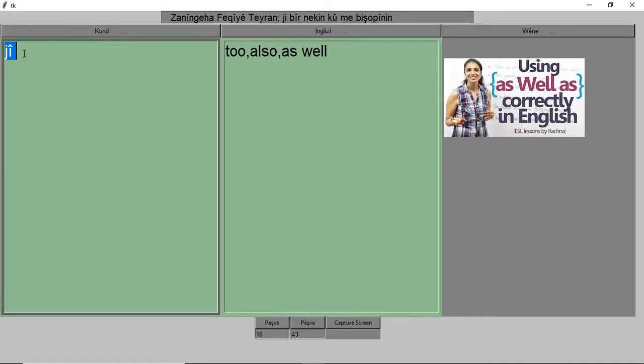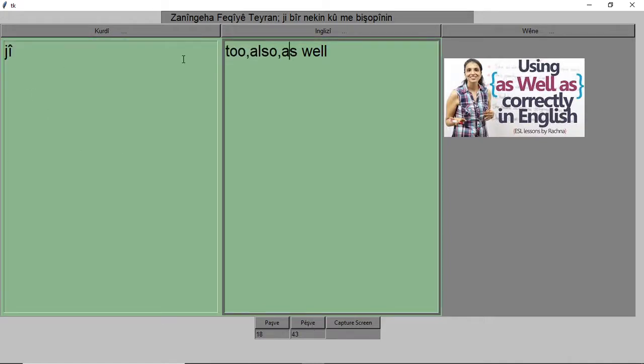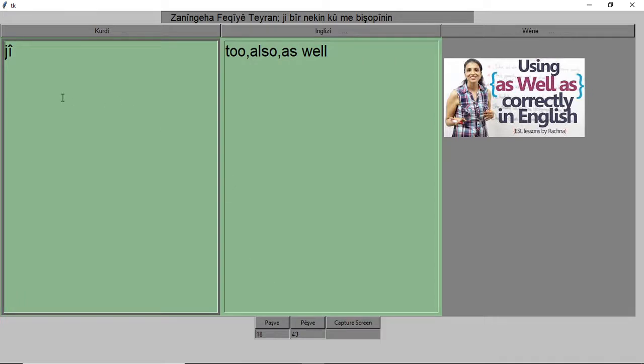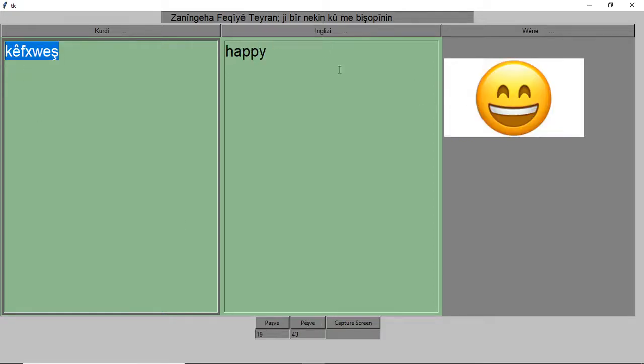J also means too. Look, the previous one I said, as J Amedeme. As J means I too, me too. This is a very important one. Kurds always use this. As J. Kef khosh. Oh, happy. Kef khosh. So this means kef khosh. This is the kef khosh emoji.